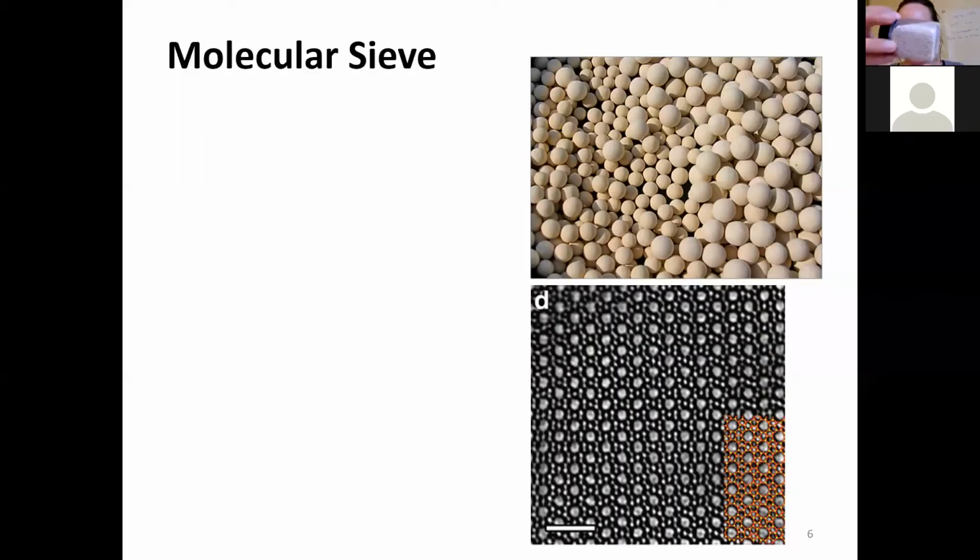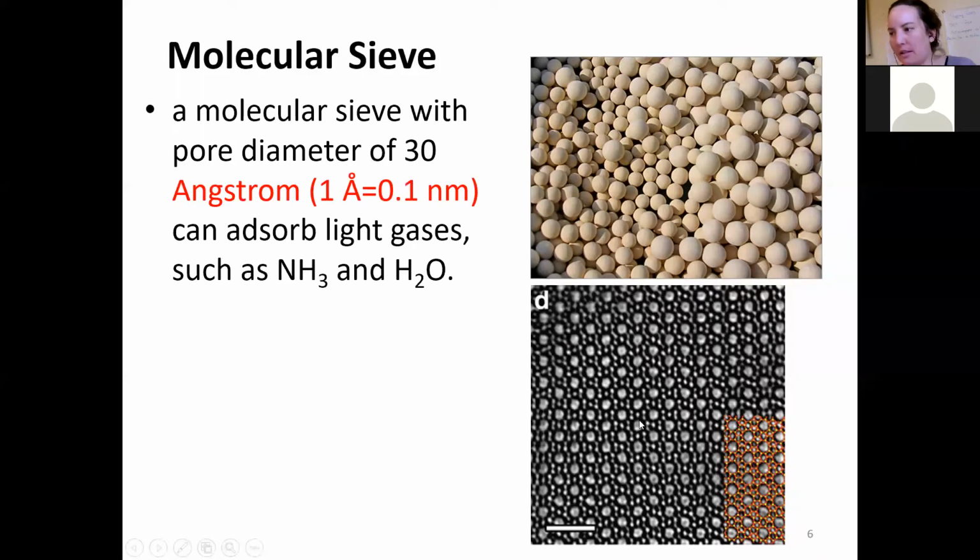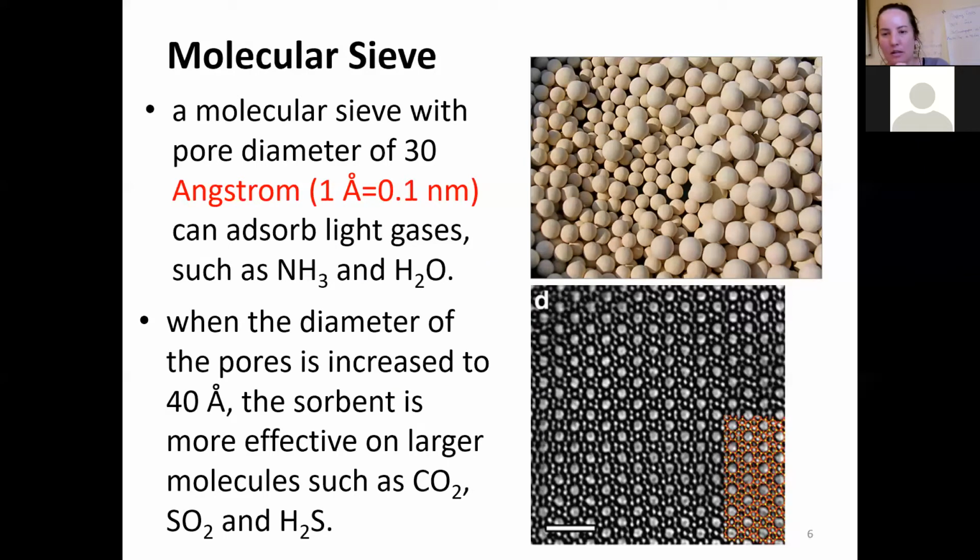Okay, this molecular sieve material you can see here, and in the sides you can see these are kind of particles like ceramic, and this is a defined pore structure, the way that they are made. All of these pores have exactly the same diameter, and by choosing different molecular sieves, you can choose ones with different pore sizes. These can be used to absorb gases, in some cases ammonia or water, if they have a really small pore size of about 30 angstroms. If you increase the pore size to 40 angstroms, then these types of materials can be used to absorb CO2, SO2, and H2S.